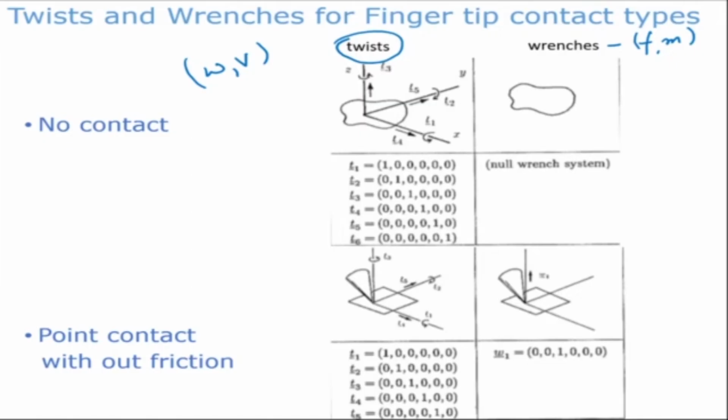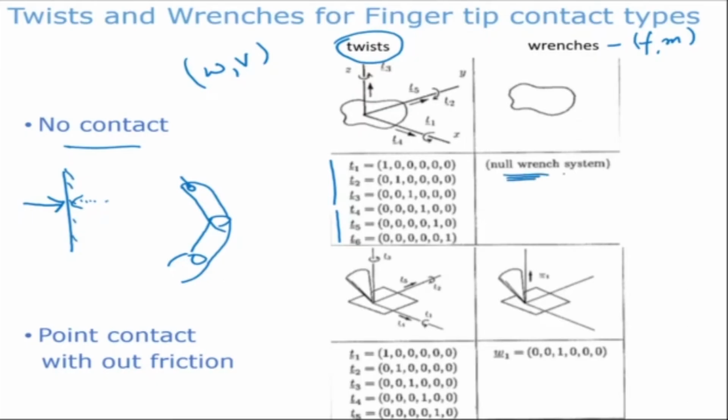Now, if there is no contact, then we have seen that it can move in any direction. For example, I have a fingertip here, which is not in contact with any object. In that case, this fingertip can move in any direction, right? So there can be 3 linear velocities and 3 angular velocities. So there are 6 twists which are possible because there is no contact. Because there is no contact, you cannot apply a force. Please note that you can apply a force only if there is an equal and opposite reaction as per Newton's third law, which means that you can apply a force only if there is contact. So in this case, there is no contact and hence no force can be applied, and hence the wrench is 0.